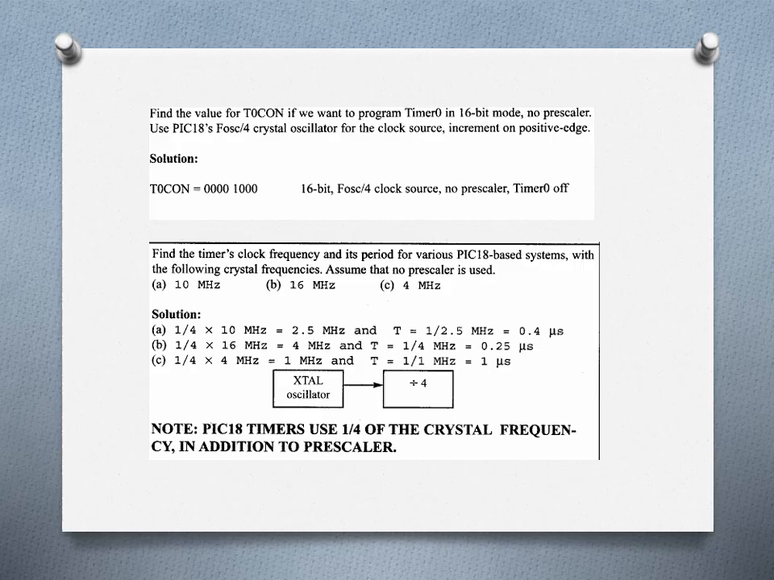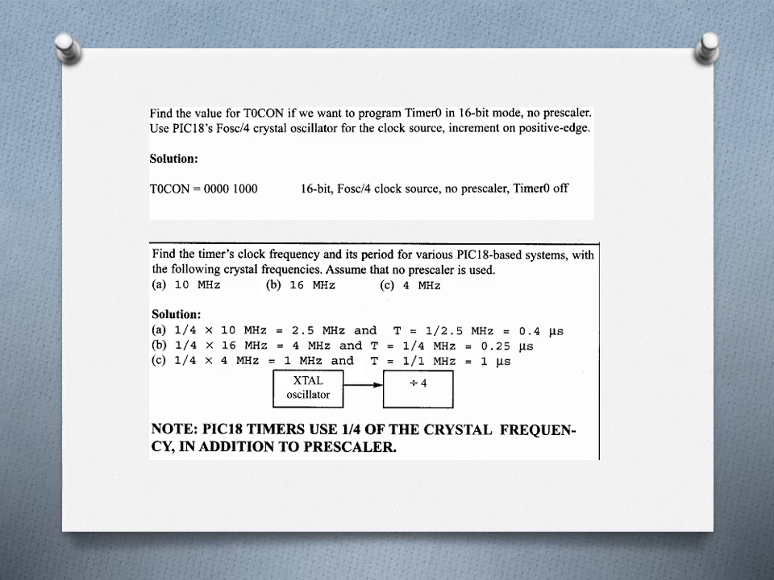You can see an example here. This is the configuration given for the question. It asks to find the configuration value in the timer 0 control register for timer 0 in 16-bit mode and with no prescaler. Based on the timer 0 control register, these values are found. And similarly, the second question below asks to find the time of the timer.